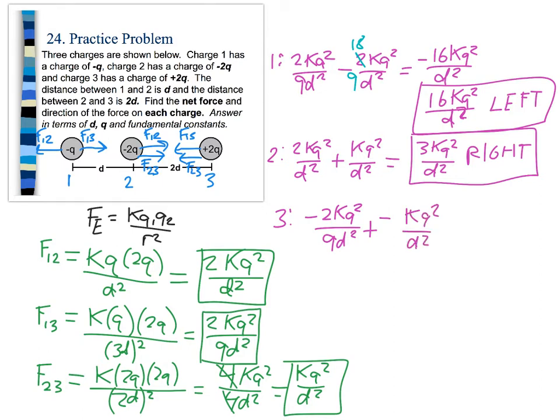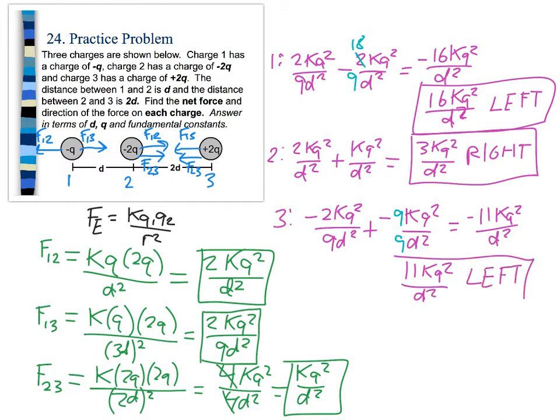Once again, I'm going to find a common denominator here by multiplying top and bottom by 9. And when I add those two together, I end up getting negative 11kq squared over d squared. So the magnitude of the force is just 11kq squared over d squared. And its direction is left because it's negative, and that's the direction that I set to be the negative direction.